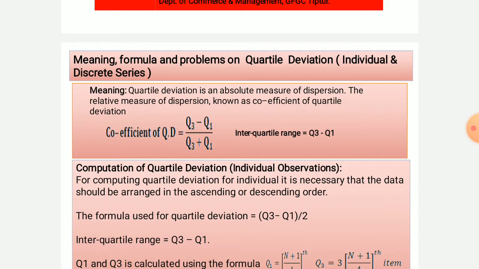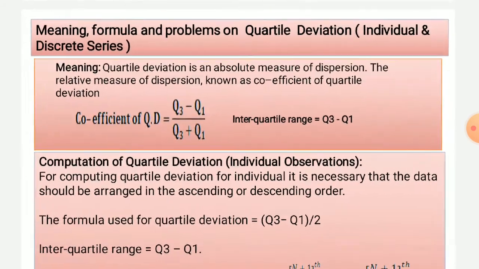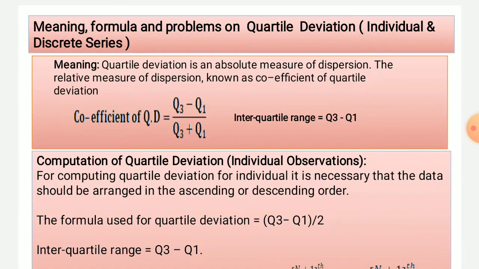And here the formula to calculate quartile deviation or semi interquartile range is equal to Q3 minus Q1 divided by 2. Q3 is the upper quartile and Q1 the lower quartile, divided by 2. Q3 minus Q1 by 2, because it means that the average of the difference of the upper and lower quartile is called the semi interquartile range or quartile deviation.